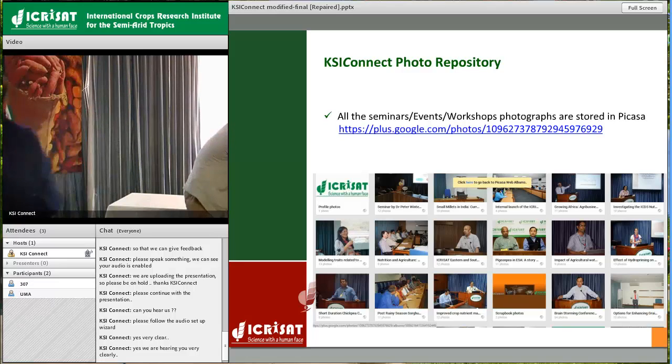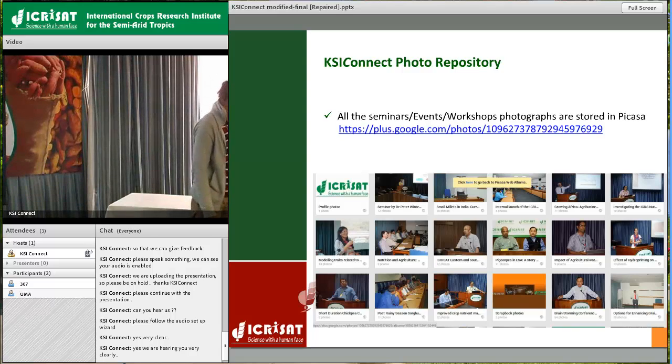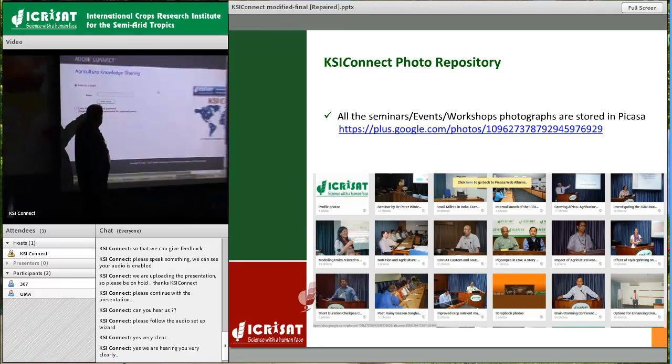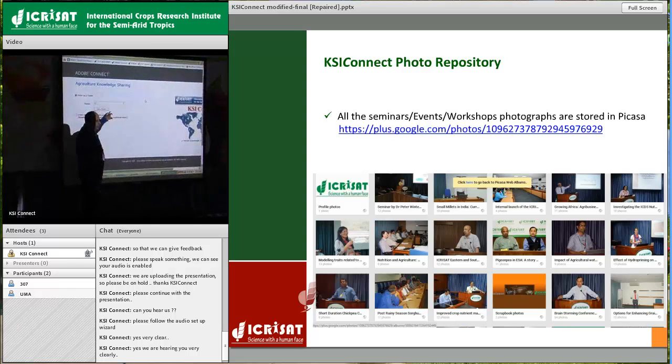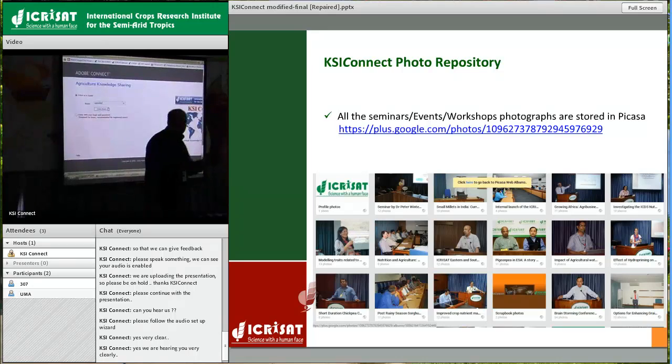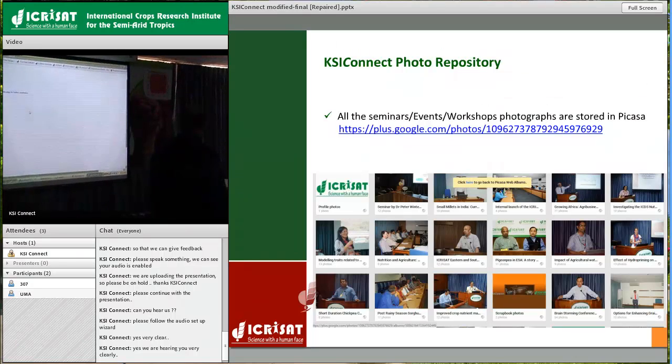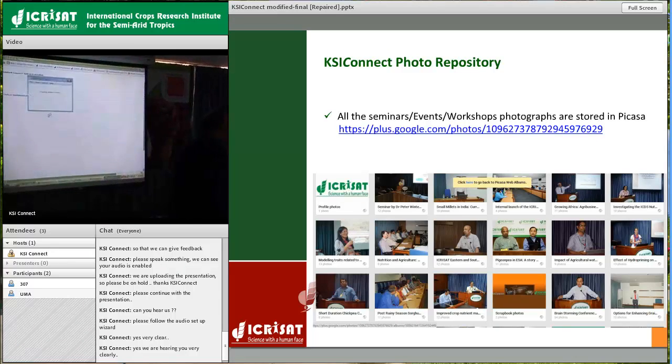So when we send this link, when you connect on the link, automatically the screen will come up, and then you can type your name and location or organization from where you are joining, and you can enter the meeting room. It is free to access for all the scientists.